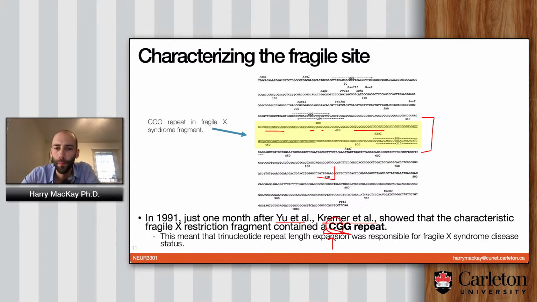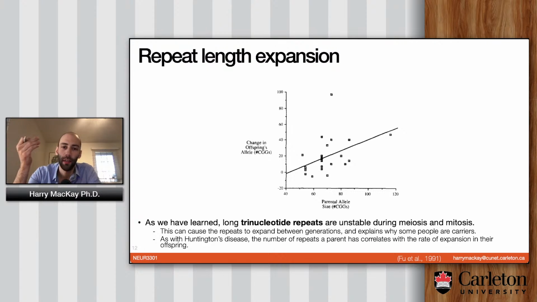So we already learned, thankfully we went to the trouble of learning about repeat expansion in the last lecture, so I don't need to go over that again, but suffice it to say that trinucleotide repeats are unstable during mitosis and meiosis. So whenever a cell is synthesizing DNA, there is the opportunity for the repeats to expand, in fact making the condition worse the longer it hangs around in the gene pool. This can explain also why some people are carriers.